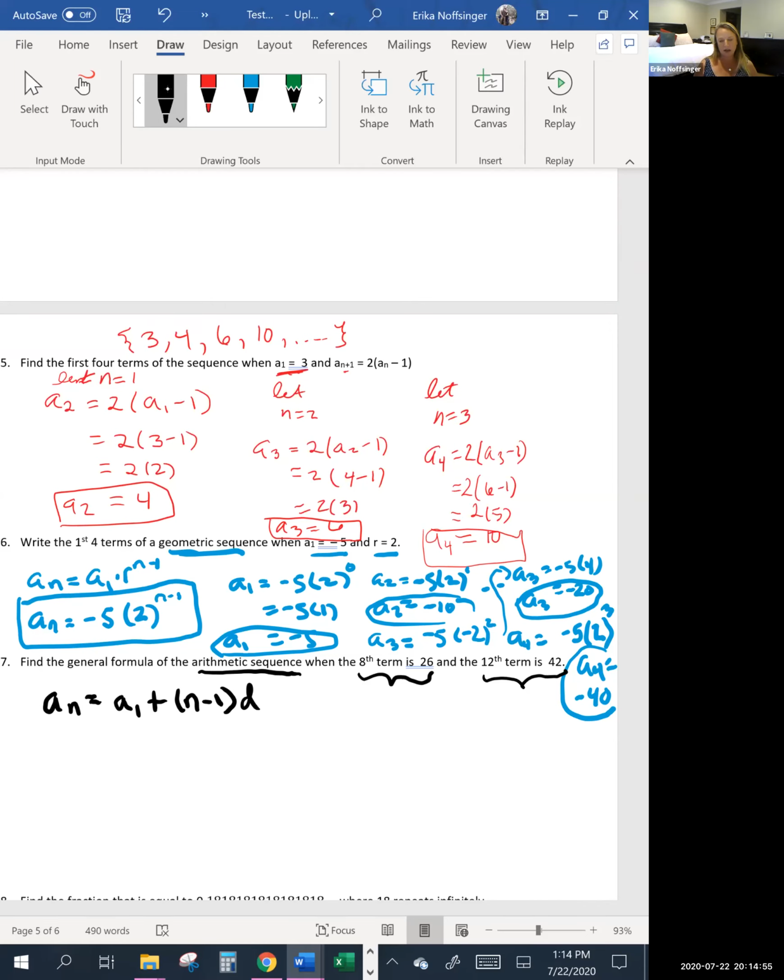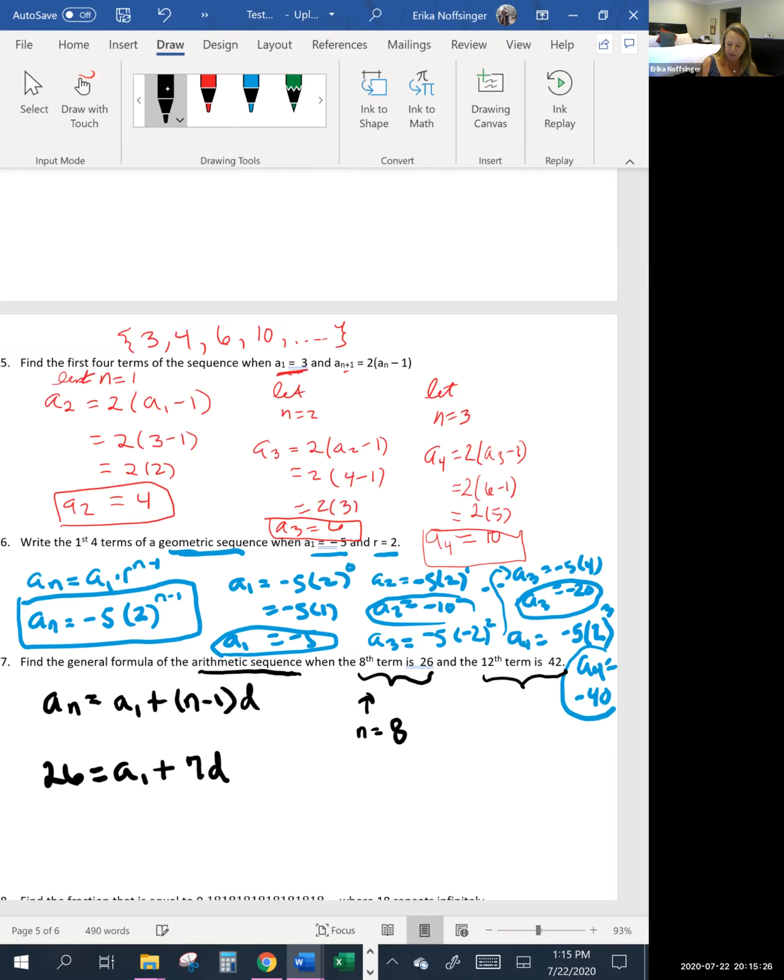We're given two different pieces of information. We're given the 8th term, so this is when n is equal to 8. If we go back in here, we know that that term is 26. So let's find one equation. We know 26 is equal to the first term, which we don't know yet, a sub 1, plus, well, n is 8 on the 8th term, so 8 minus 1, so this would be plus 7d.